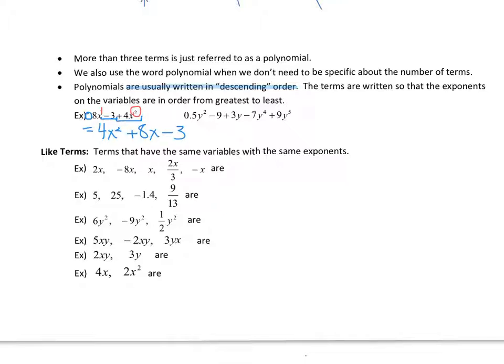All right, the second example, I want you to try that. Look at the biggest power, the biggest exponent on the y, then the next biggest, all the way down to the constant term. Your constant term should go last if you have one. So try it, see what you get.